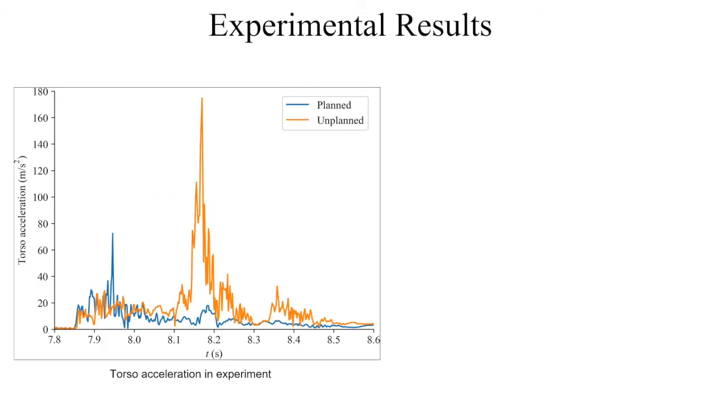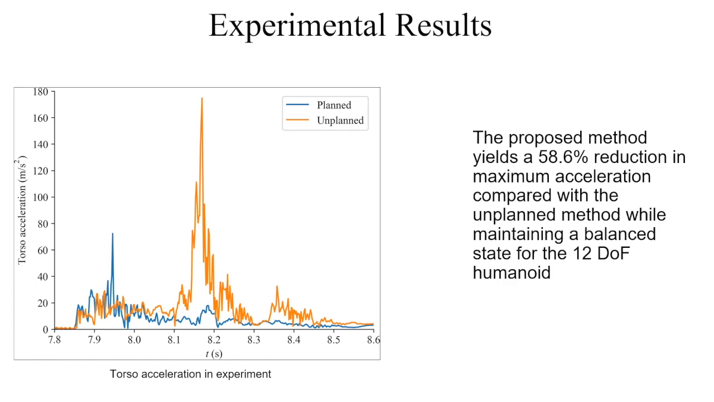In this slide, we basically show the experimental results. We did two comparison experiments. One is the unplanned trajectory, designed by following the prior work. The other is planned by our proposed method by using DDP. As you can see in the figure, the proposed method yields a 58% reduction in maximum acceleration compared with the unplanned method, while maintaining a balanced state for the 12 degrees of freedom humanoid.